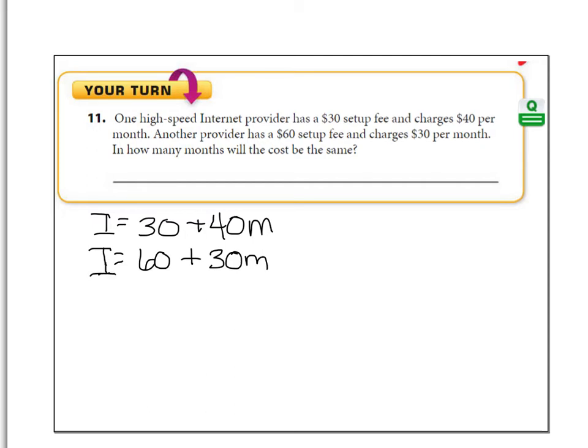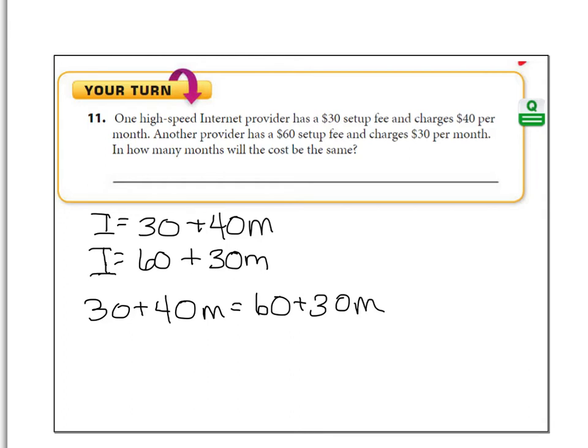And it does ask us in how many months will the cost be the same. Now notice it doesn't ask us what that cost would be. So once I find M, I'm actually done for this problem. So since they're both internet providers and we want to find out when they're the same, we're going to set the two equations equal to each other. So 30 plus 40M equals 60 plus 30M.